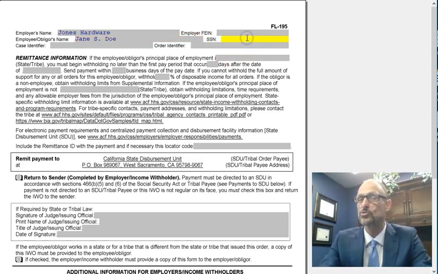If you know their social security number, that's great. Put it off to the right where it's requested. Case identifier, you're not going to need their order identifier. You're not going to need that.